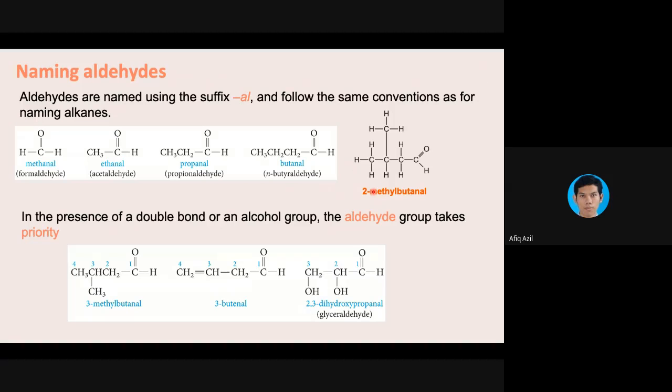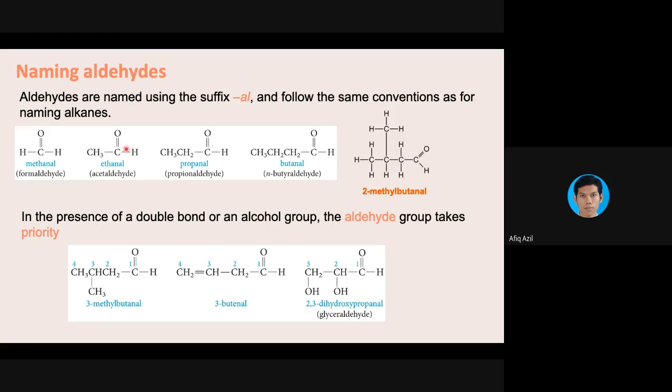So let's see how the naming of these aldehydes and ketones works. Aldehydes are named using the suffix -al at the end of the name. For example, from a normal alkane, ethane, you remove the e and add this suffix -al. So from ethane, it will become ethanal. From propane, propanal, butane, butanal, and so on.